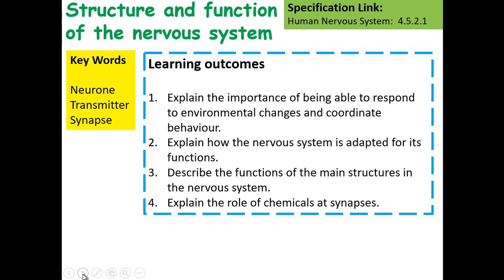So I need to explain the importance of being able to respond to the environment and coordinate our behaviour. Of course, we use various systems to control our body, and the nervous system is vital for coordinating our actions. Explain how the nervous system is adapted for its functions. We'll look at 3 key neurons, and we're going to describe the functions, the main structures of the nervous system, including those 3 main neurons. We'll also look at the higher tier stuff, which is the synapses that form between each neuron, and explain that process as well of synaptic transmission.